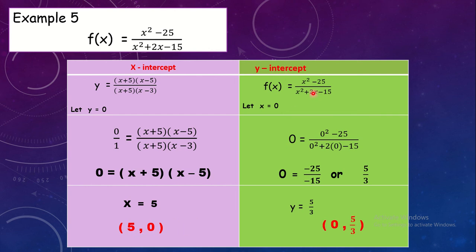Y-intercept naman, no need to factor. Just replace lang daw natin lahat ng x ng 0. Okay? So, simplified natin yung negative 25 over negative 15, 5 over 3. So, therefore, our y is 5 over 3. Our x is 0. Okay, that's all for the x-intercept and y-intercept.